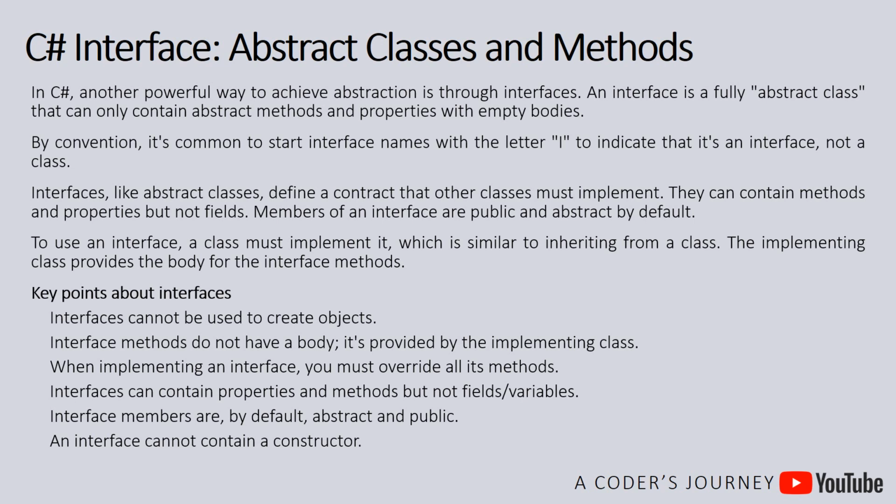Next, interfaces can contain properties and methods, but they cannot contain fields or variables. Members of an interface are by default abstract and public. And lastly, an interface cannot contain a constructor. So this is, again, one of the differences between classes and interfaces.